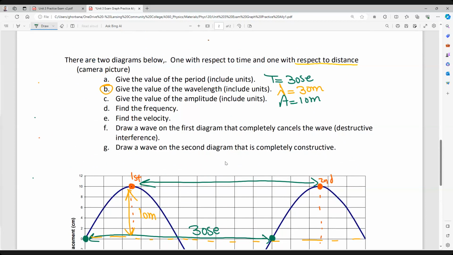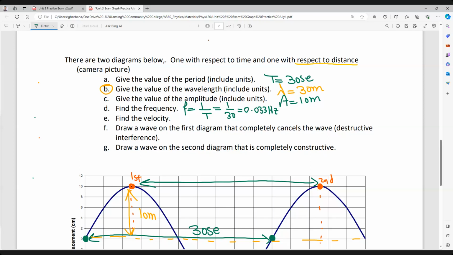Okay, so find the frequency. What is the frequency? We already have the formula. Frequency is 1 over period. We already have the period. The period is 30 seconds. So 1 over 30. Calculate 1 over 30, it is going to be how much? 0.033. If I round it to 3 decimal places, it's going to be 0.033 hertz.